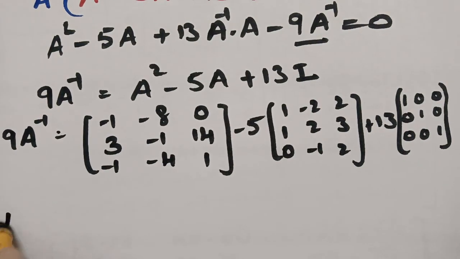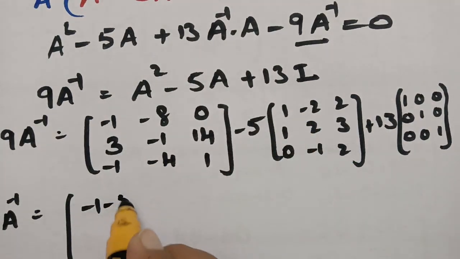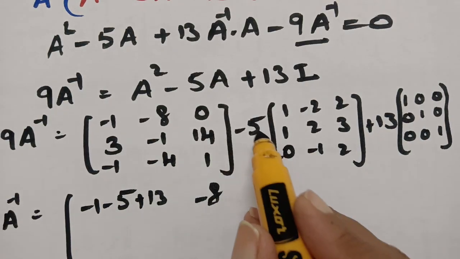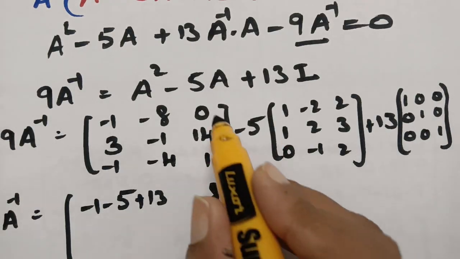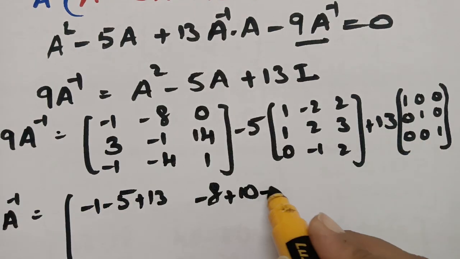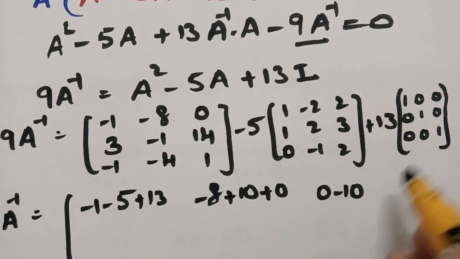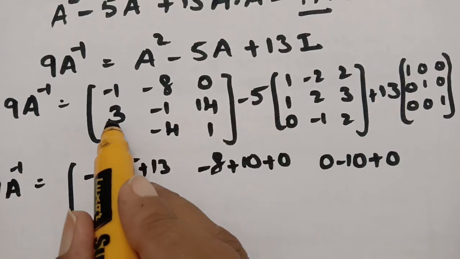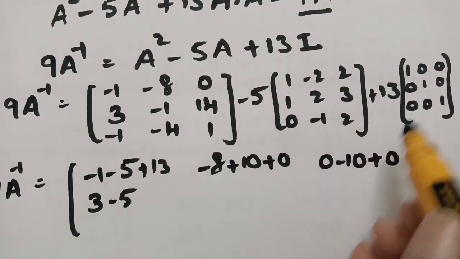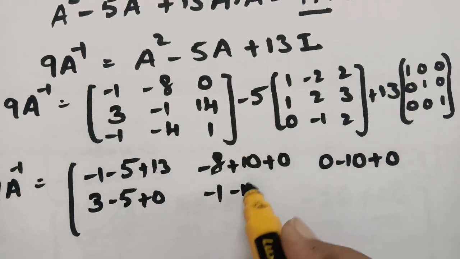So here 9A inverse value is very easy, as this is minus 1 minus 5. So this value is minus 5 plus 13. And the next one, this is minus 8 and this value is plus 10, and this value, so here the middle one here is 0, and the next one, this value is 0 and this value is minus 10, and value here is 0. So this is 3 and this value is minus 5, and here this value is 0. Clear? This is minus 1 in middle, so this value is minus 10.